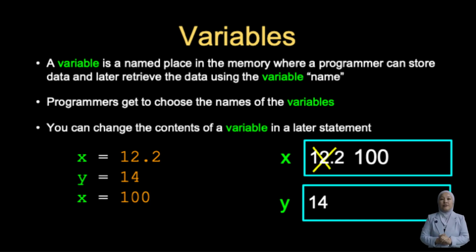The key power of a variable is mutability. You can later change its content with a new assignment, like x = 100. The old value is overwritten. The variable x is now a label for a new piece of data.